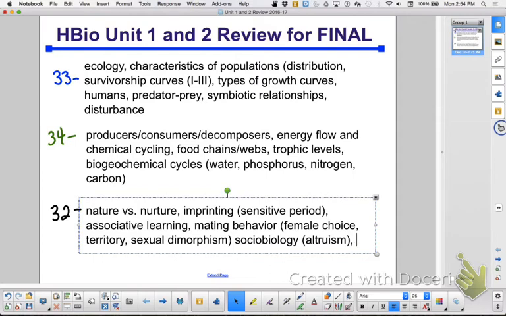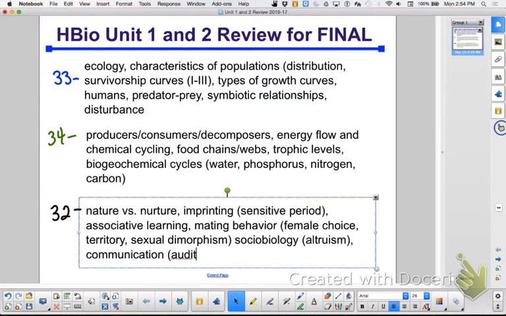And then we talked about communication. Do you remember the different types of communication? Auditory, visual, tactile. Good. Another one? Like sight. Chemical. Yeah. Visual would be sight. Okay, and be familiar with some examples of that. Okay, that was Unit 1.